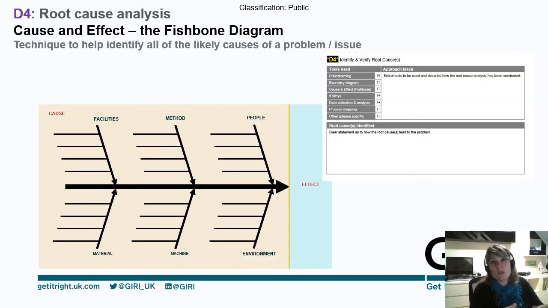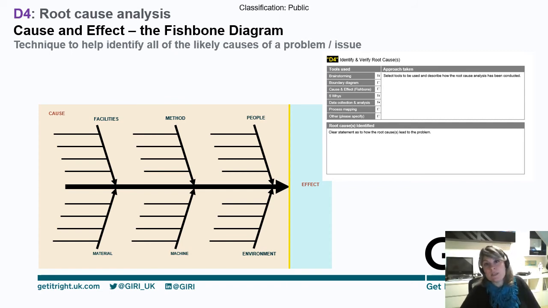And you could use a lot of tools when you do root cause analysis. Some of the tools that we have here are brainstorming, the use of the boundary diagram, which is a systems diagram where you can see links between other systems that may influence your problem.